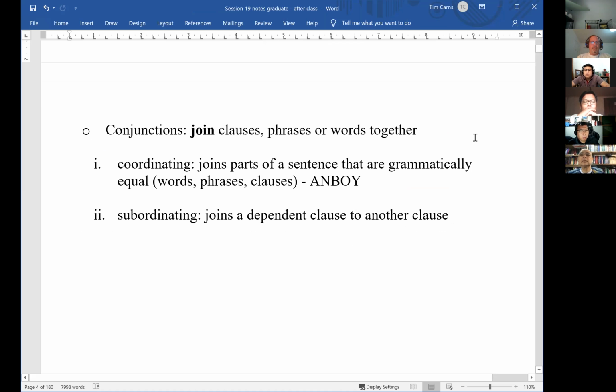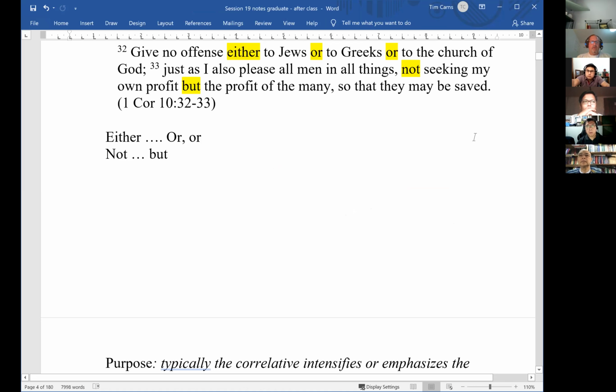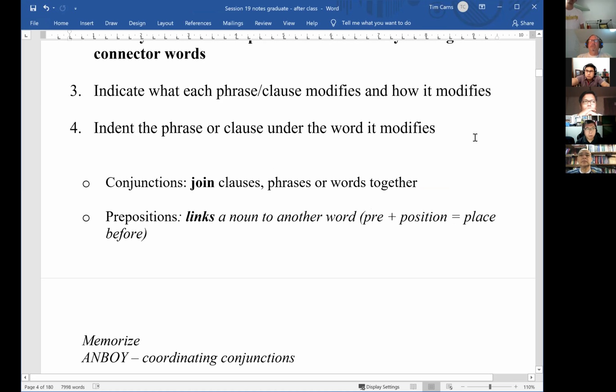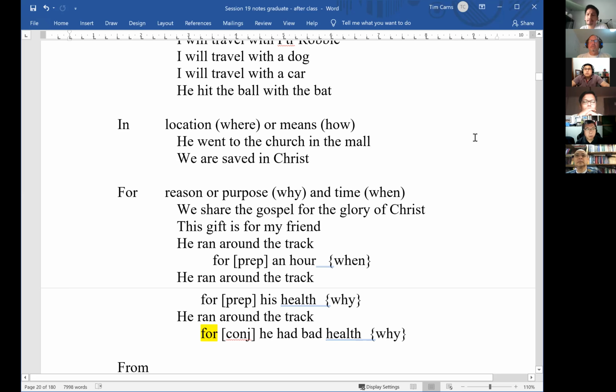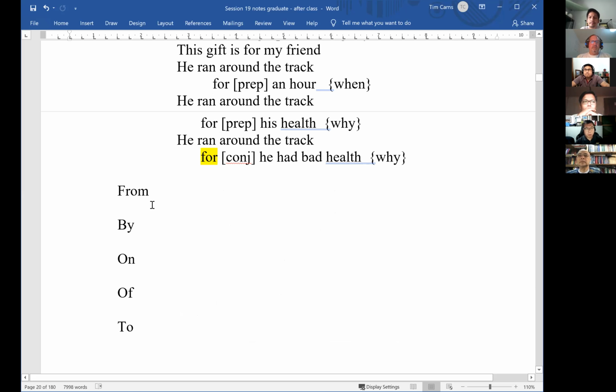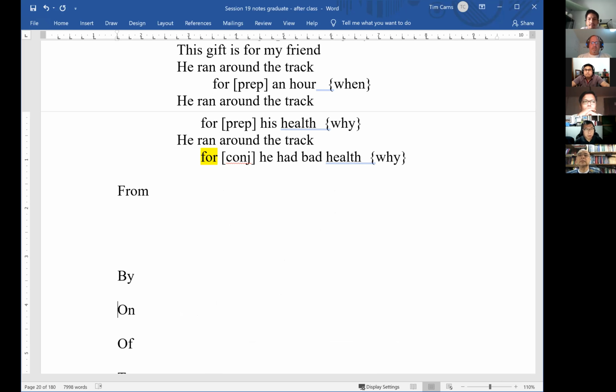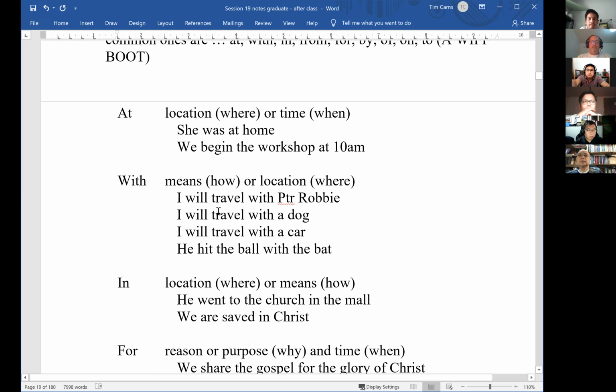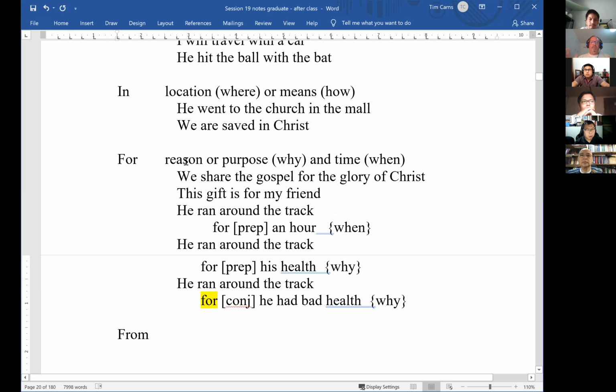Hopefully that makes sense. So, are there any questions at this point, guys? All right. Let's look at the rest of these. Again, we're just going through a word list because I just want to show you how these prepositions can function differently.